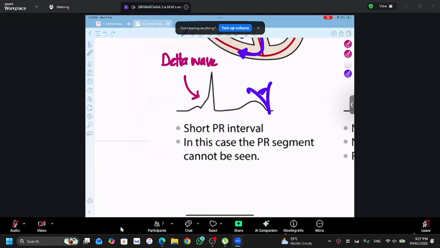So let me write this. Normally the P wave should have gone like this. P wave, then Q, R, like that. Sorry.